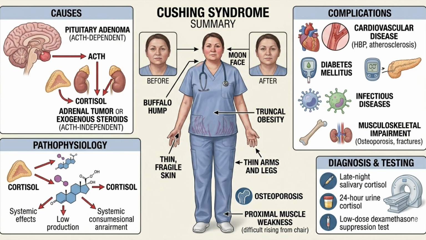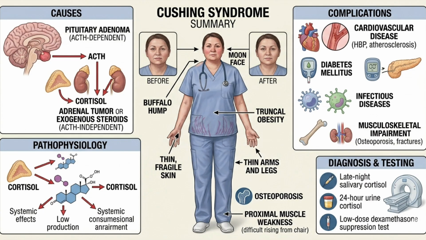To diagnose, we must prove the high cortisol levels first. We use a 24-hour urine free cortisol test, a late-night salivary cortisol test, or a low-dose dexamethasone suppression test. If cortisol does not drop, you have confirmed the syndrome.